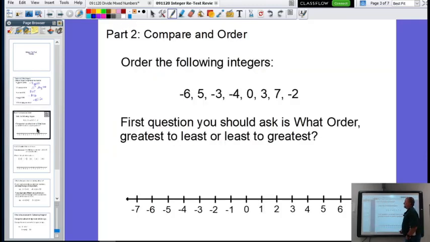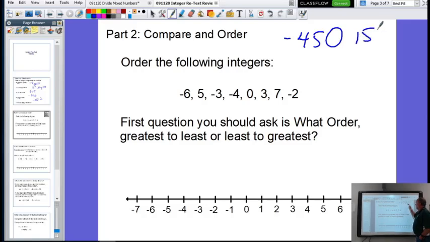The next section of the test is going to be comparing and ordering. Comparing is if I were to give you two numbers, like -45 with a circle and 15. Well, we know that when we're looking at a number line, the number that is farthest to the right is always going to be the biggest. So if I give you a negative and a positive number, of course, the positive number is always going to be bigger. But if I were to give you two negative numbers, then the number that's farthest to the right on the number line will be the biggest. Not the one closest to 0, but the one farthest to the right. So in this case, the -15 would still be the larger one.